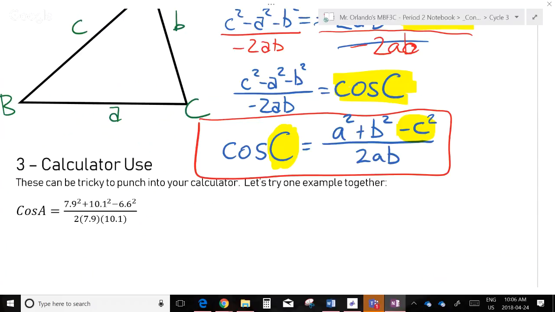Now, these are not particularly tricky questions. One of the things that's actually kind of tricky about them is just getting it into your calculator. So we're going to do a little bit of practice of that. I've given you one below that we're just going to practice punching in. And I'm going to give you some advice.